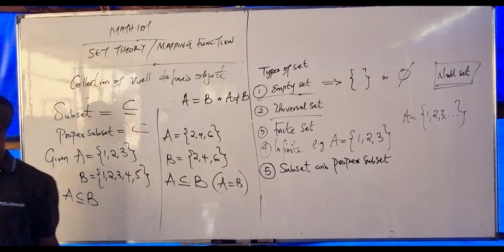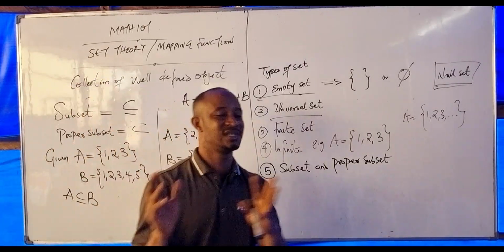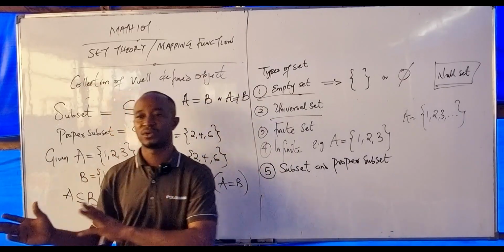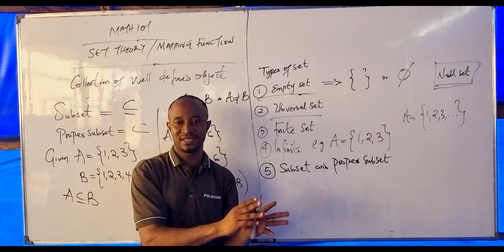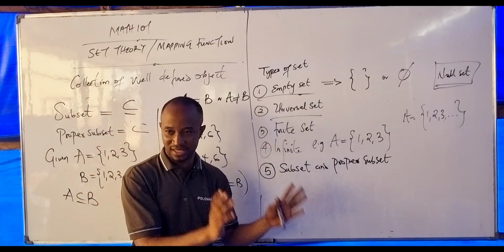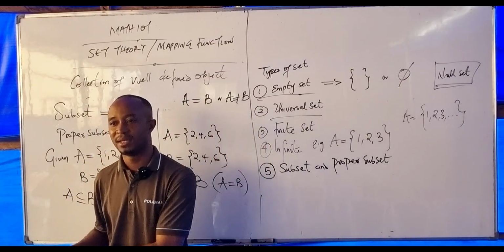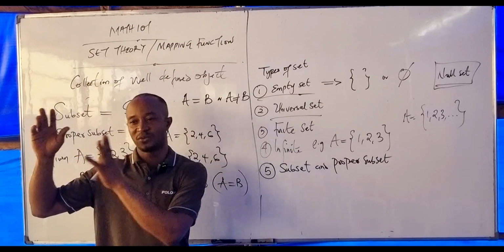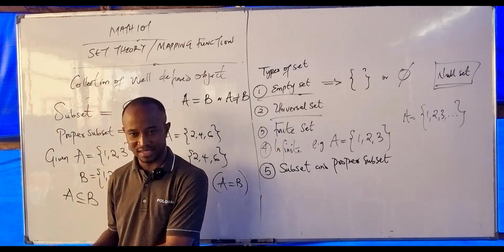Now, what I'm trying to say is this. If I have two sets, let's say set A and set B. If set A is not equal to set B, and all the elements in A are also in B, that means A is a subset of B. Are you getting the gist?